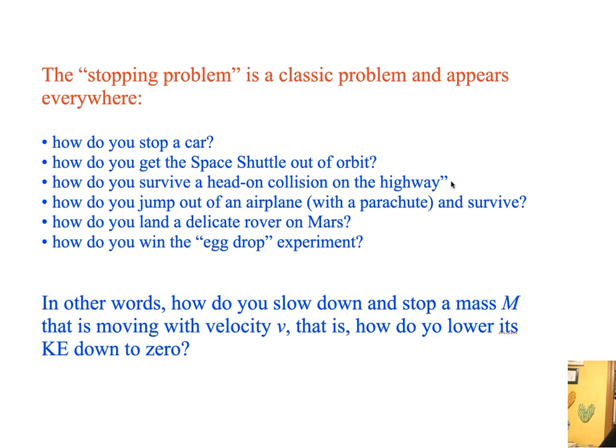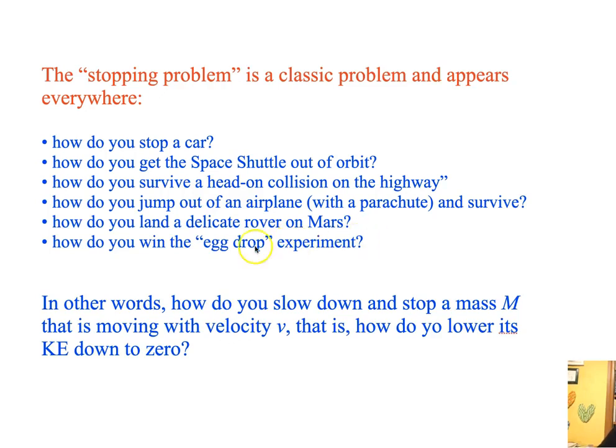How do you jump out of an airplane with a parachute and survive? Well, the parachute provides a friction force, all right? And over a long enough distance, that slows you down. How do you land a delicate rover on Mars? That's another question. The rocket that you send to Mars is going pretty fast, and you have a rover which you toss out of the rocket, and it has to land on Mars without breaking to pieces. How do you slow it down? Okay, that's another stopping problem.